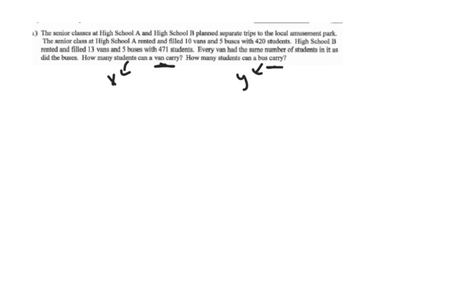We have that High School A rented 10 vans and 5 buses with 420 students. So 10 vans, 5 buses, 420 students. So if we had 10 vans, so 10 times x, because x is how many students are on the van, plus 5 times y, because y is how many students are on the bus. If we add the number of students on the vans plus the number of students on all the buses, we're going to have 420 students.